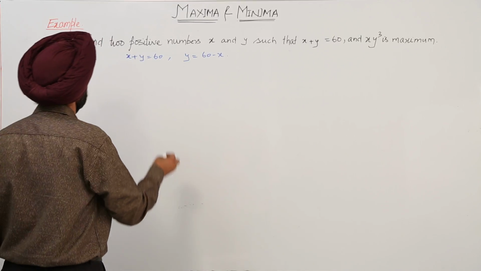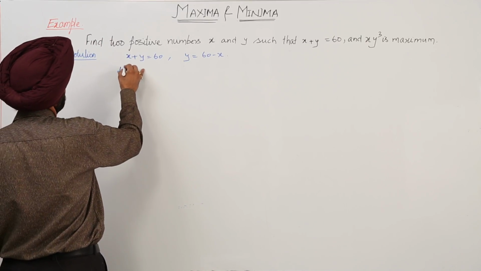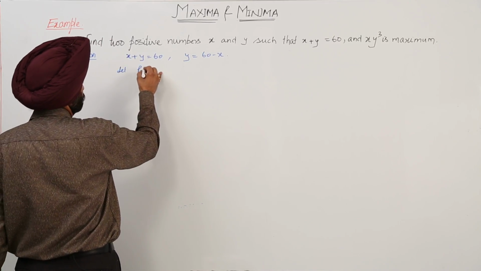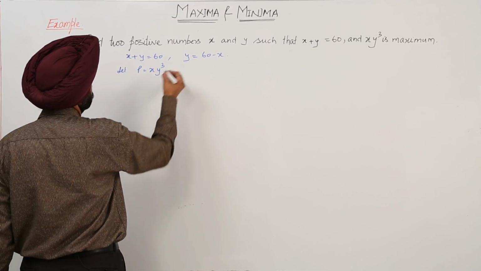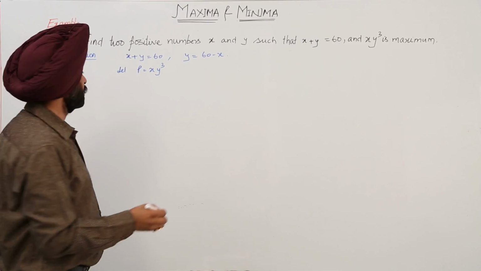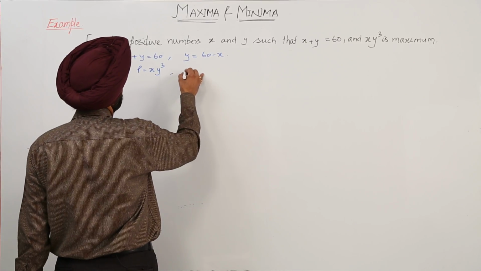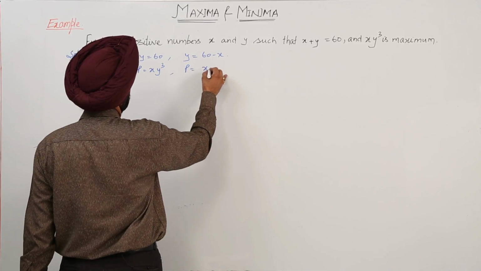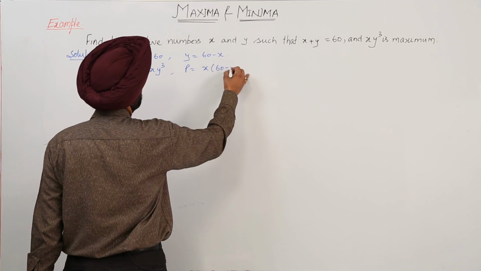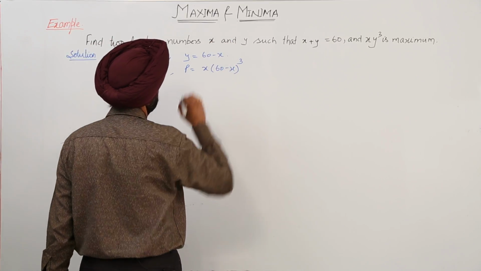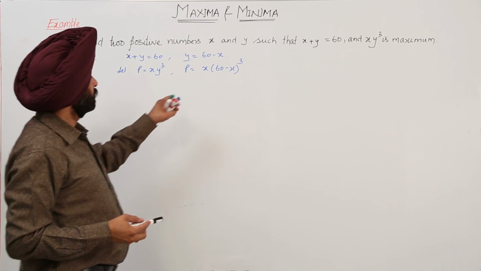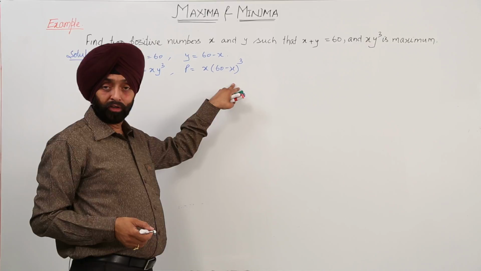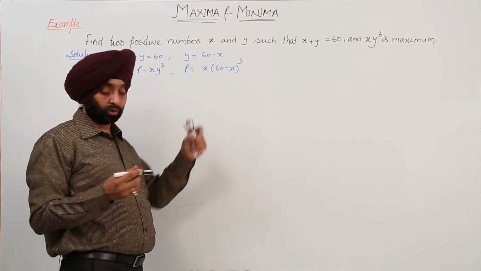Okay, now let p is equal to x y cube. Let us suppose that p is equal to x y cube. Now p is equal to x times (60 minus x) cube. Now we can open this one for the derivative part, or we can directly use the product rule.